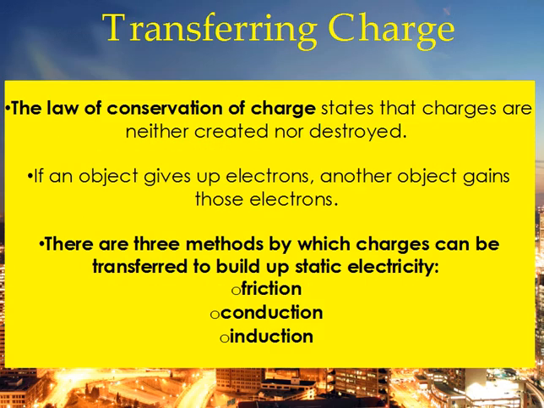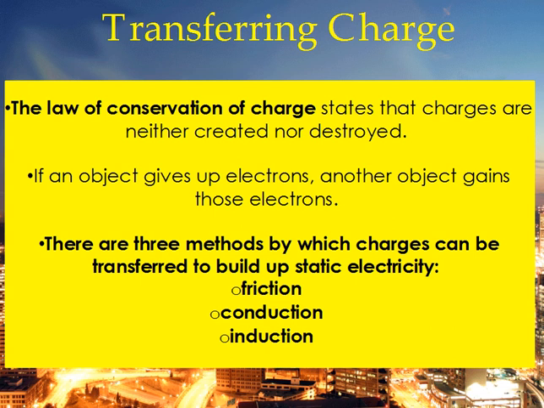So then we get to the act of transferring charge. Now we have another law that we have to talk about. The law of conservation of charge. It states that charges cannot be created or destroyed. We've heard this law every time that we do a unit. Something can't be created, they can't be destroyed. This time we're talking about charges. So if an object gives up electrons, another object gains those electrons. They don't just poof out of nowhere. They have to go somewhere.